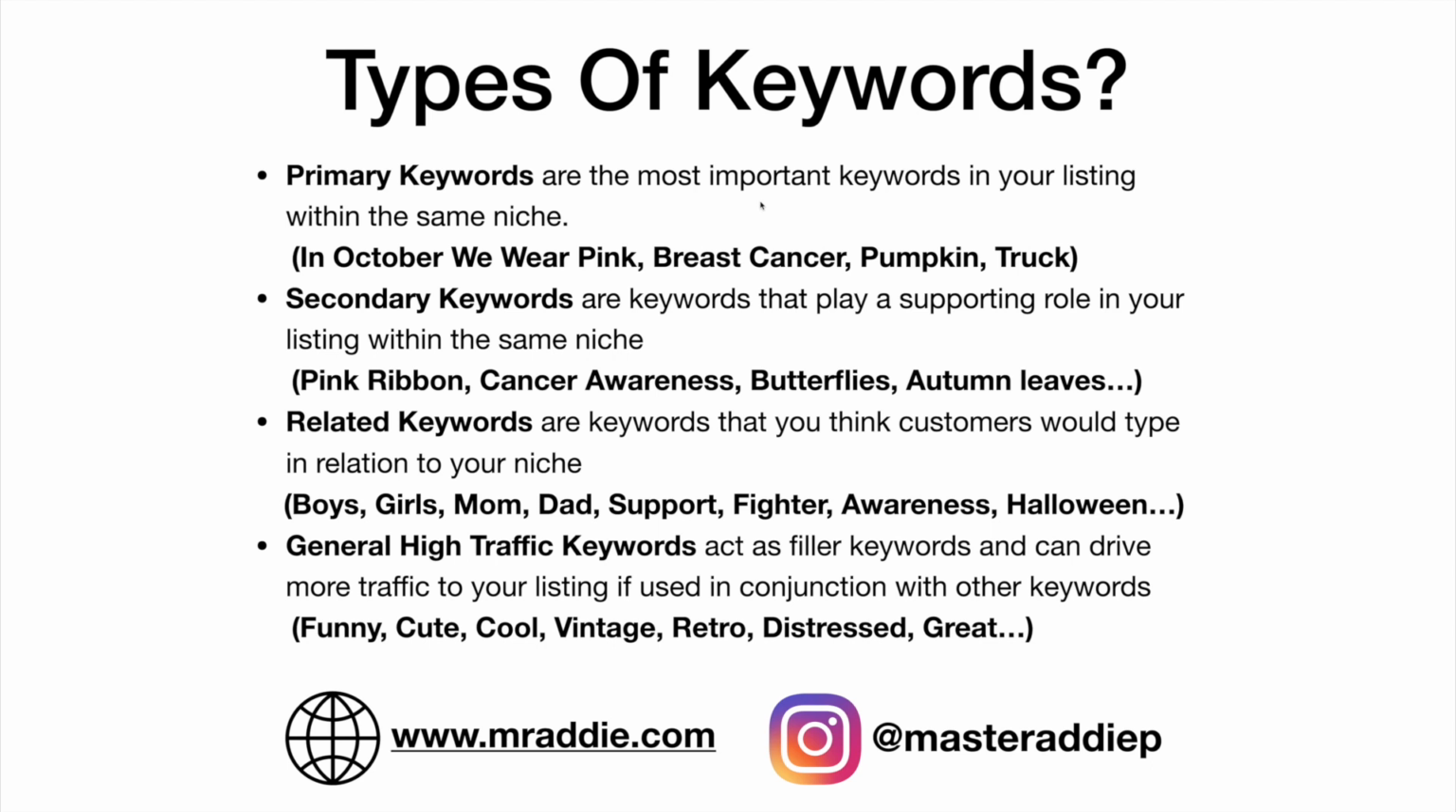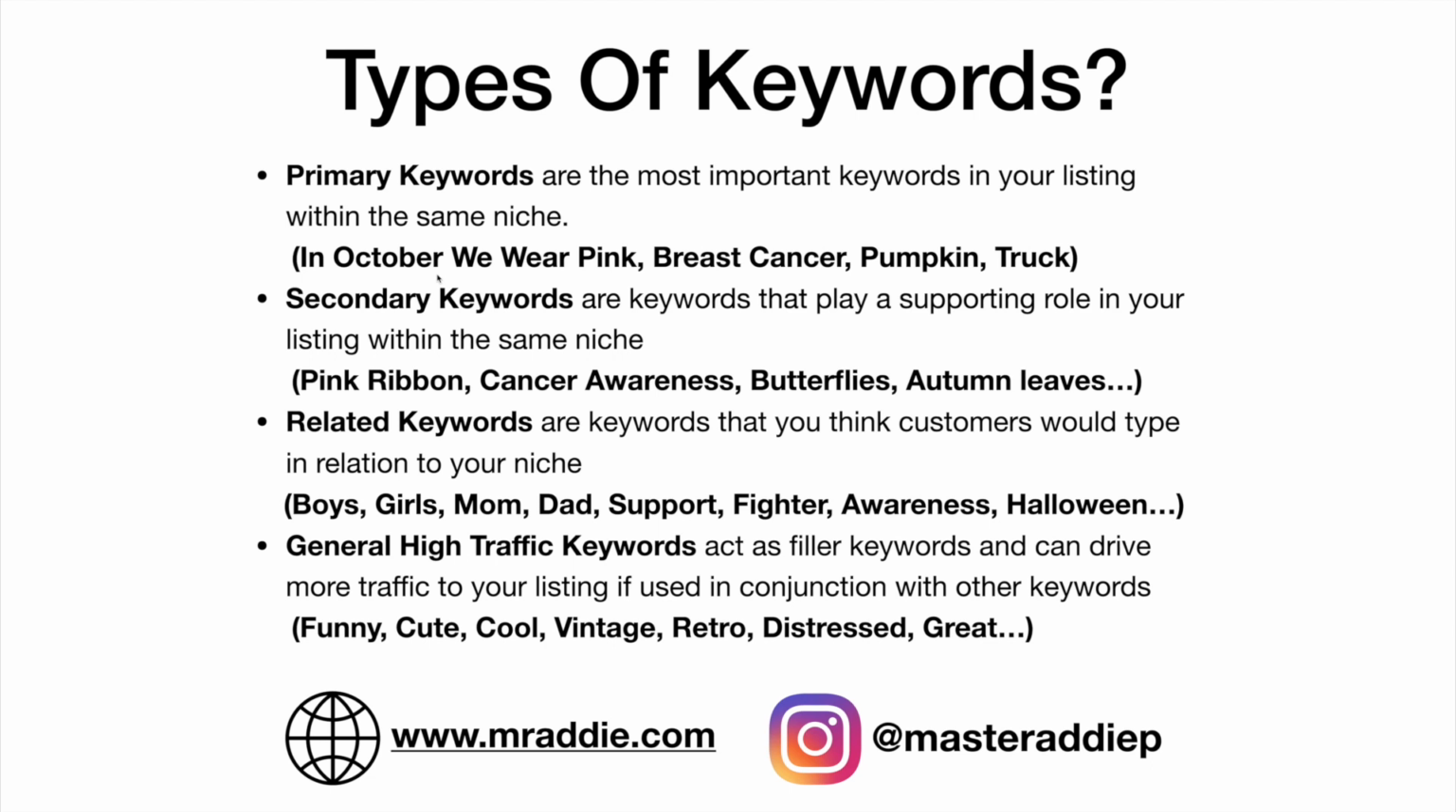Right, moving on. The other types of keywords are primary keywords. They're the most important keywords in your listing within the same niche. So in our example of breast cancer, a primary keyword would be "In October we wear pink," and then breast cancer, and then pumpkin, and then truck. This is what we would typically put in our title or in our brand, or a combination like this. These are the main keywords of our t-shirt, and we have to put them in the place where Amazon takes very seriously, which is the title and the brand.